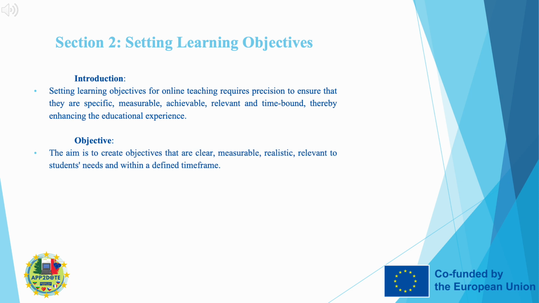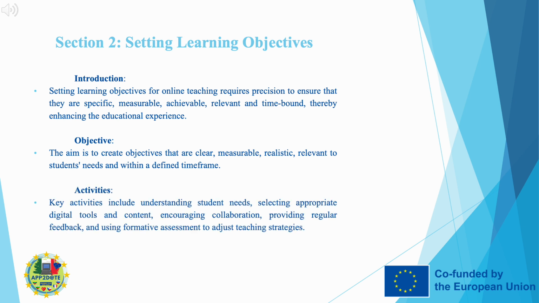Objective. The aim is to create objectives that are clear, measurable, realistic, relevant to students' needs and within a defined timeframe. Activities. Key activities include understanding student needs, selecting appropriate digital tools and content, encouraging collaboration, providing regular feedback, and using formative assessment to adjust teaching strategies.